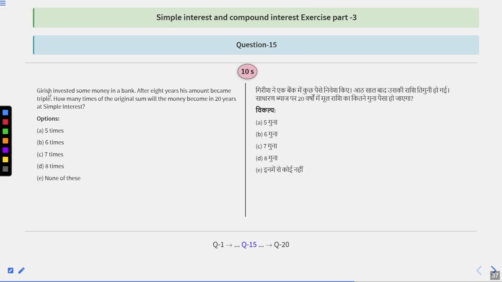Next one. Girish invested some money in a bank. After 8 years, his amount became triple. How many times of the original sum will the money become in 20 years at simple interest? Clear? So you have 5 options and 10 seconds to analyze the question. Your time starts now.